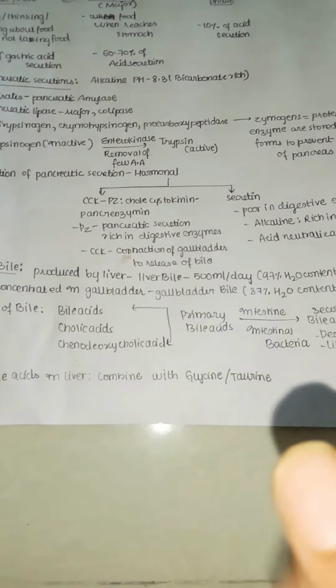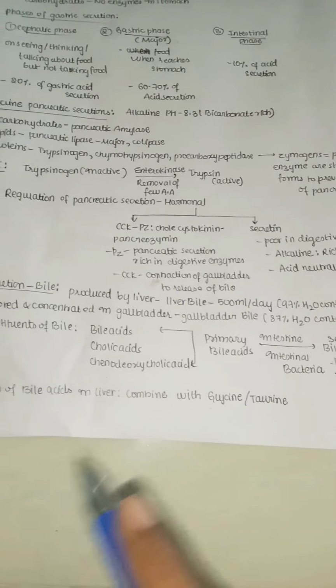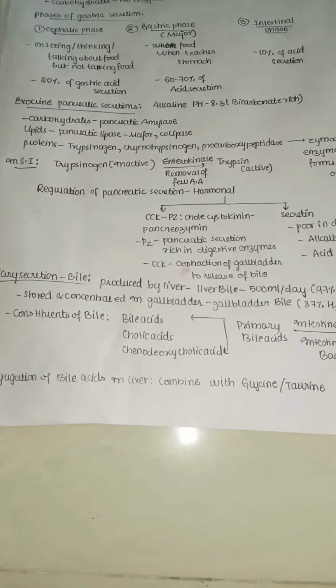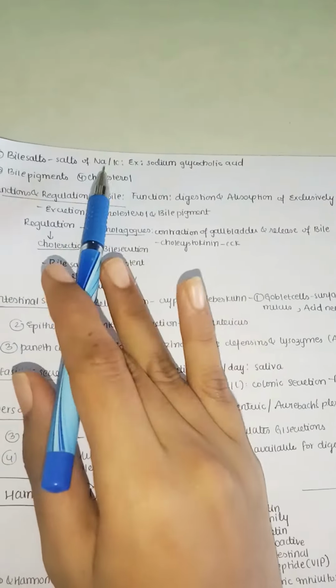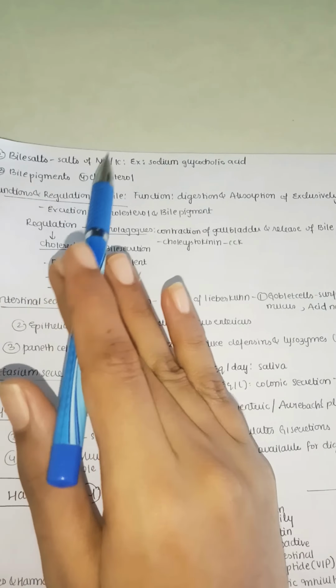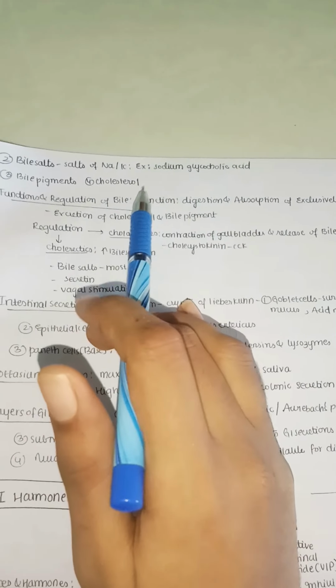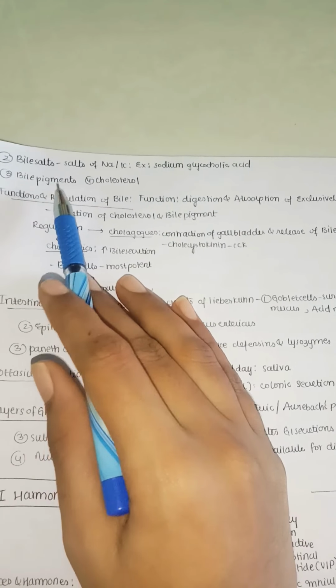So when a bile acid combines with glycine or taurine, it forms a conjugated bile acid. Next, let us see the bile salts. The salts of sodium and potassium are the bile salts. Examples: sodium glycocholate, and also bile pigments and cholesterol. So these are all the components of bile.